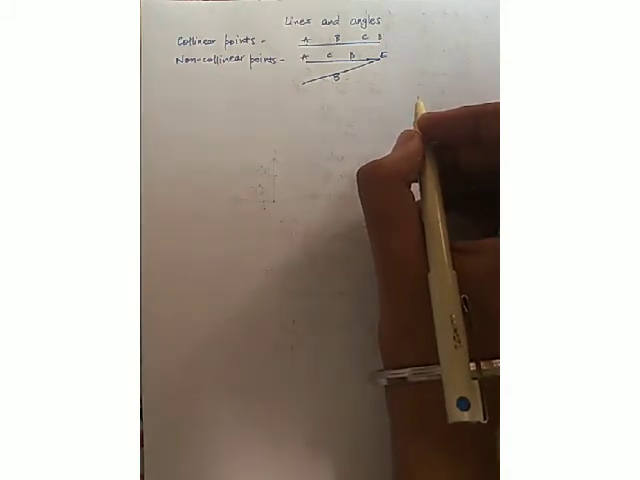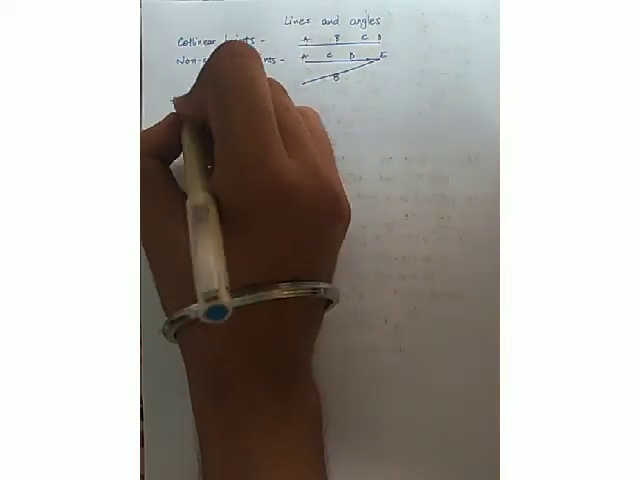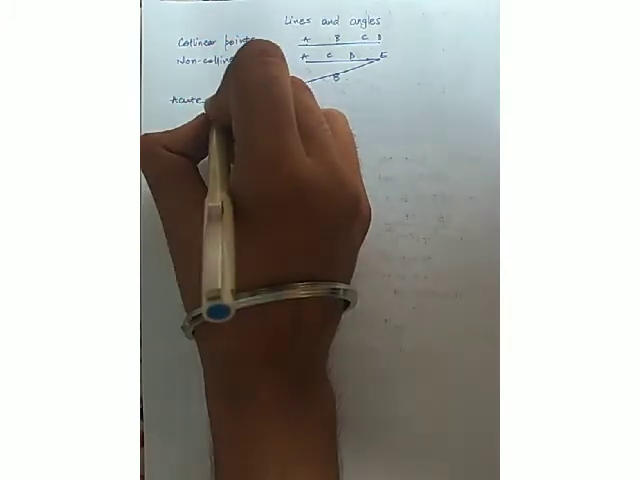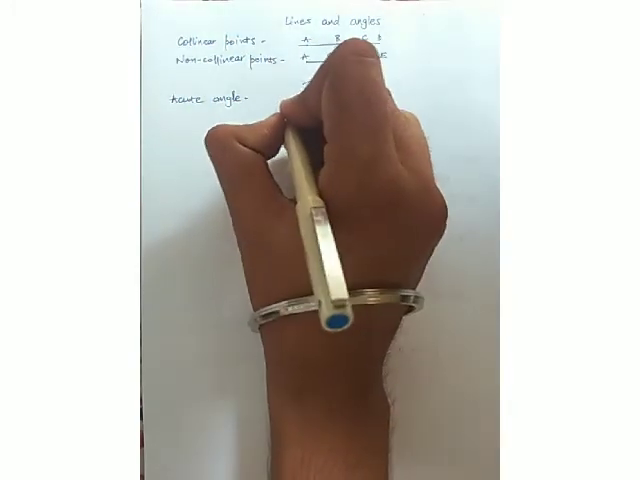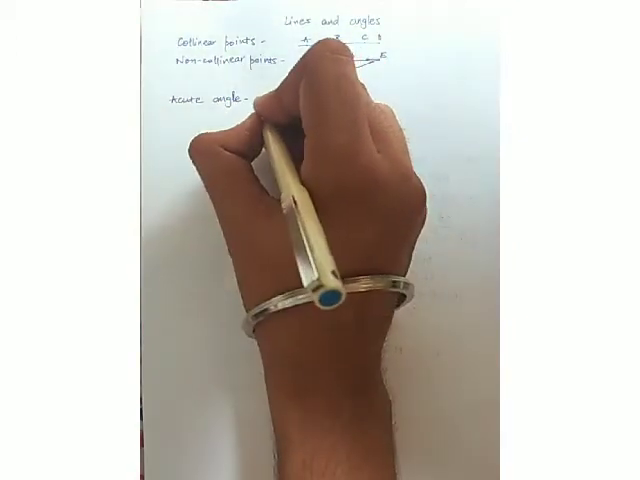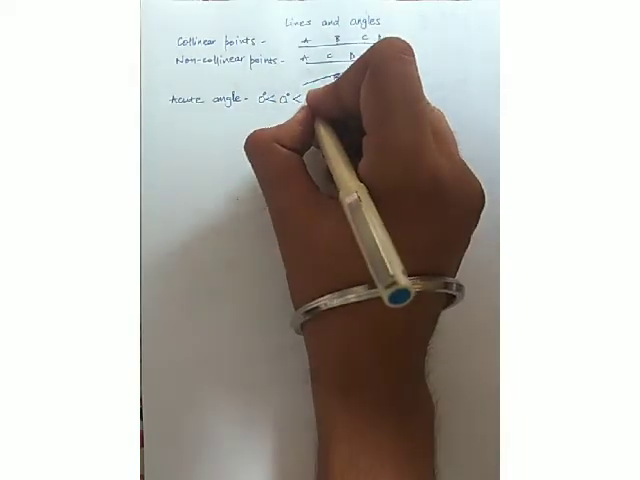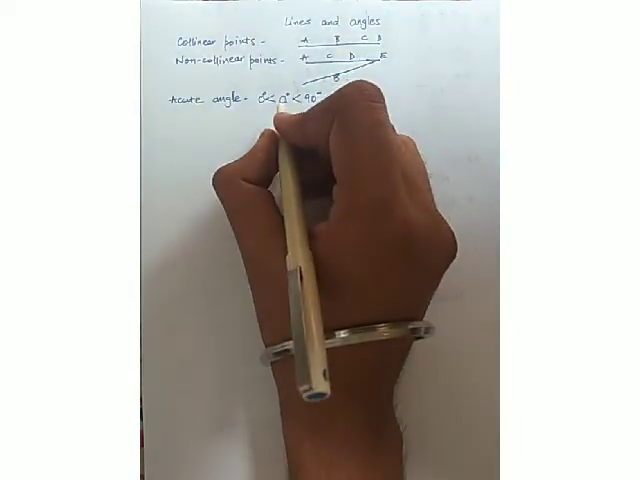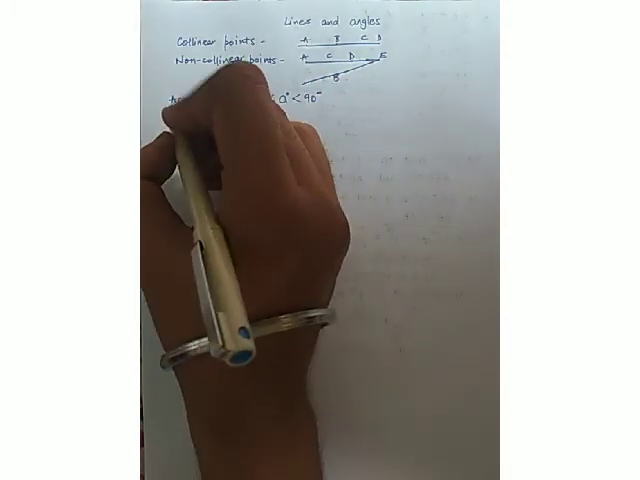Now we'll be defining some of the angles which you have already studied in your lower classes. First of all, what is an acute angle? While defining all these angles, I'll be using a general angle, that is a degree. An acute angle is an angle whose value lies between 0 degree and 90 degree. So the angle which is greater than 0 degree but less than 90 degree is known as an acute angle.